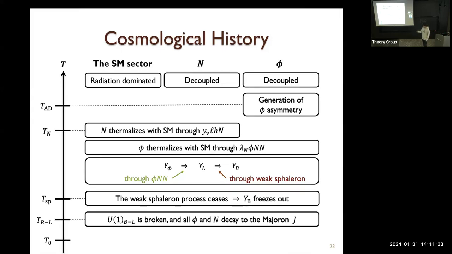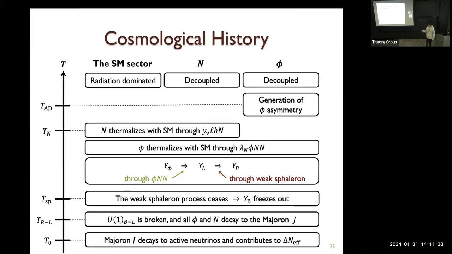Then later on, this U(1)_{B-L} is spontaneously broken, and all phi and N, all new particles, decay to Majoron, which is a pseudo Nambu-Goldstone boson associated with this U(1)_{B-L}. And before today, this Majoron decays to active neutrinos and contributes to delta N_eff. So far, I mentioned only this asymmetry generation. And next, I'm going to talk about this asymmetry transfer.